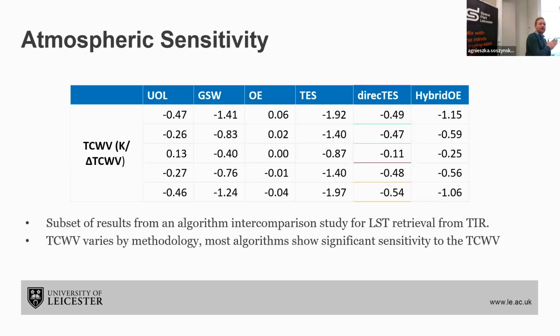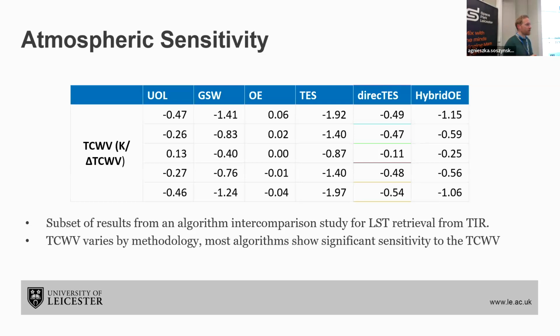So this is an example from a study that we did here at Leicester as part of LSTM science studies, which was, let's throw a bunch of retrieval algorithms at the same database and see what they do. This is one very small section of that, and that is looking at total column water vapor. And all these algorithms operated in different ways. They all tried to parameterize it differently.